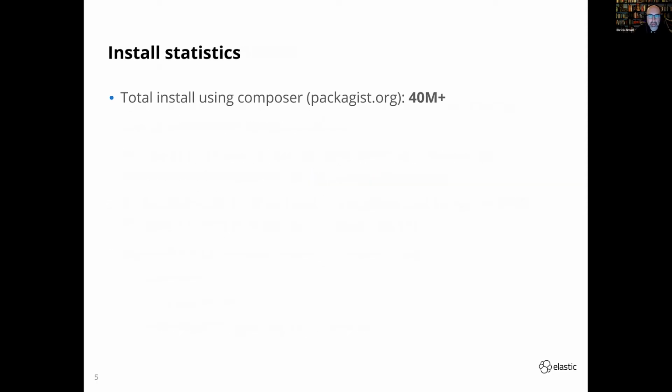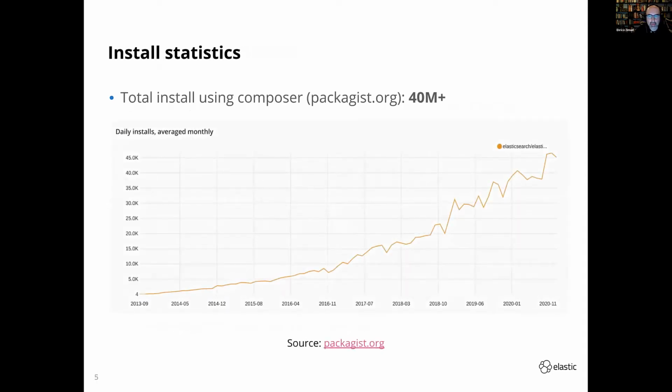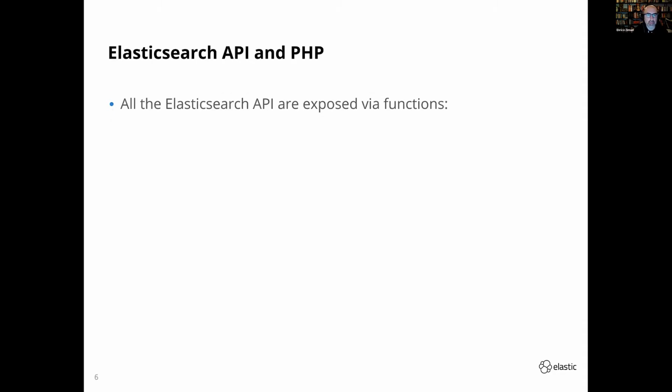Just to give you some numbers, right now, this is a screenshot from today from packagist.org. That is the repository where, when you install something using Composer, we have more than 40 millions of downloads. And as you can see, this is the graph based on daily installations. So daily we have almost 45K installations per day. It's very good. I'm very happy about this because it means a lot of people are using it.